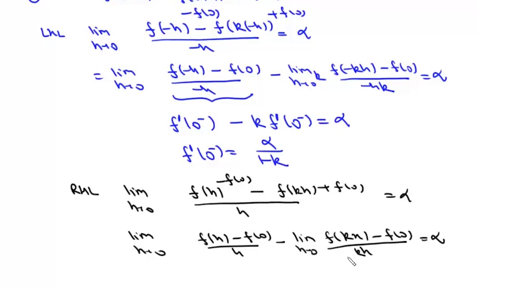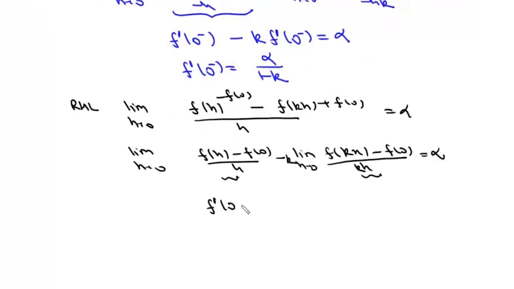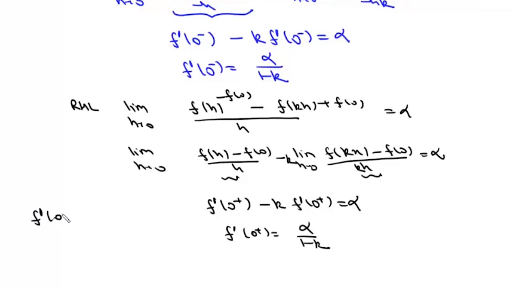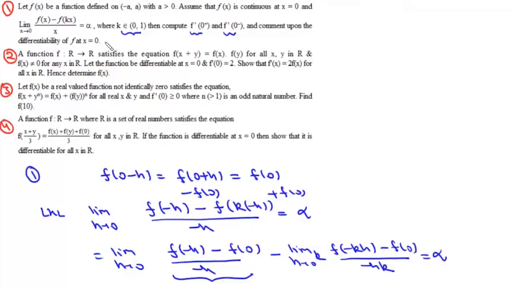Now here again we'll multiply and divide by k. Now these are right hand derivatives at 0. So it will be f dash 0 positive minus k into f dash 0 positive, that is equal to alpha. So the value of f dash 0 positive will be alpha upon 1 minus k. And since they are equal, f dash 0 exists and the value of f dash 0 will be alpha upon 1 minus k. And therefore this function is differentiable at x equals 0.